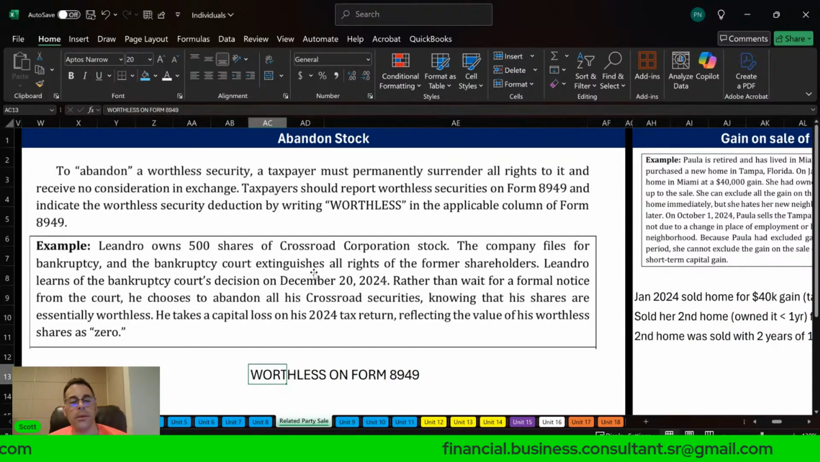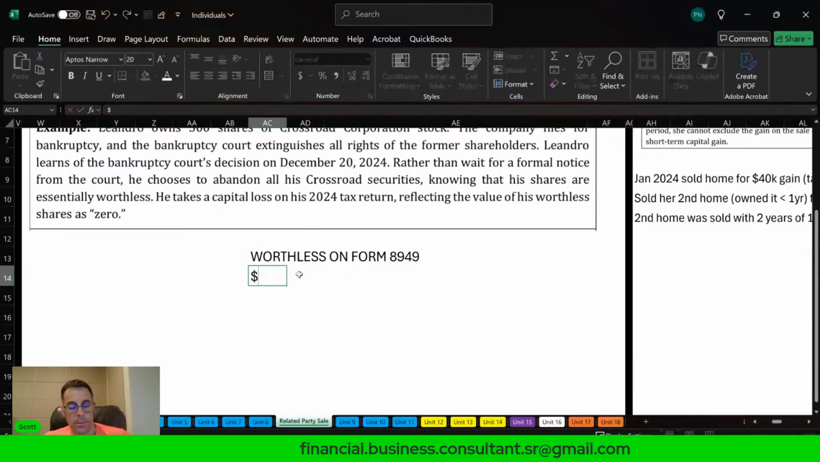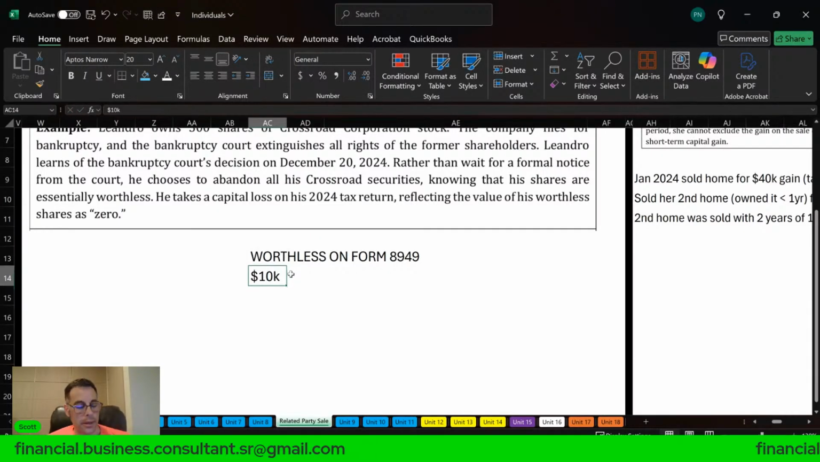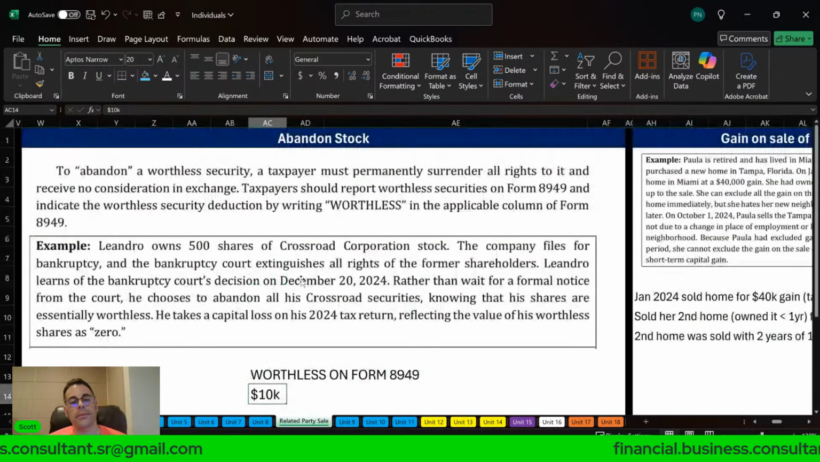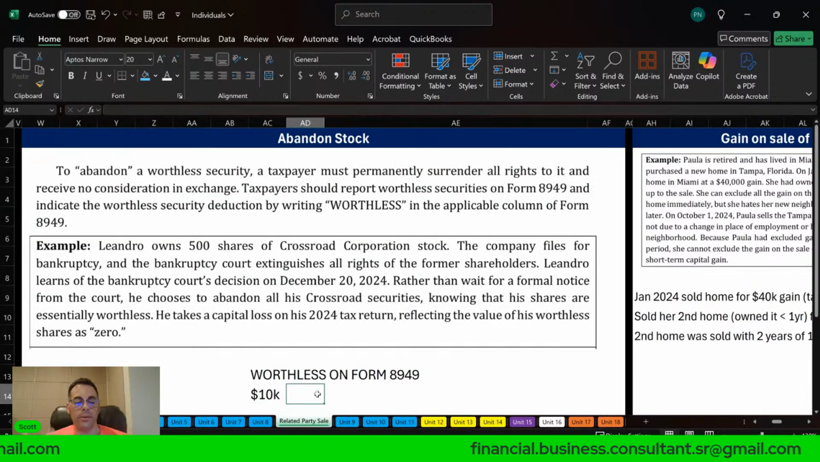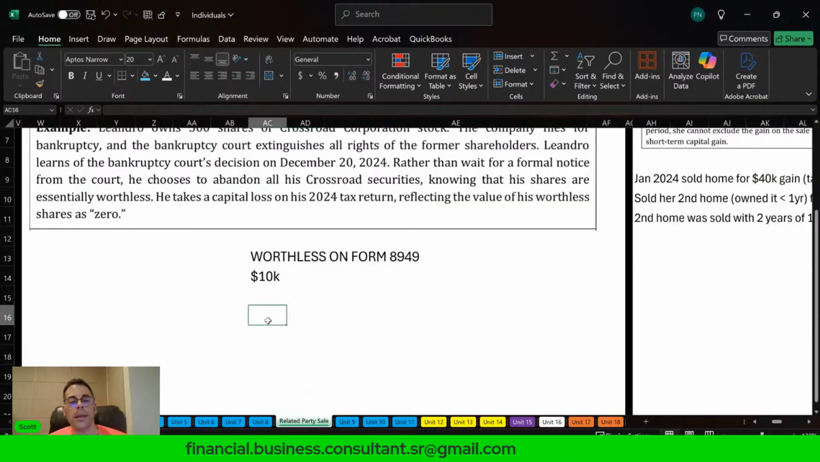It doesn't mention what he invested, and it doesn't matter how much he invested. He could have invested 10K into the stock, and he gets a write-off of $10,000. You guys know what that means, a write-off.